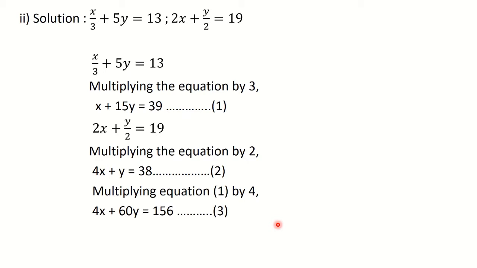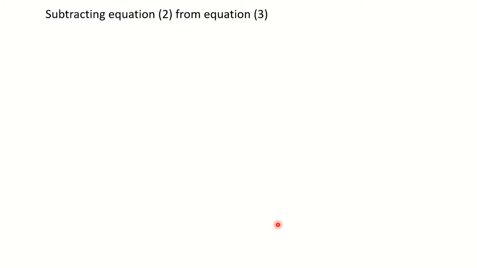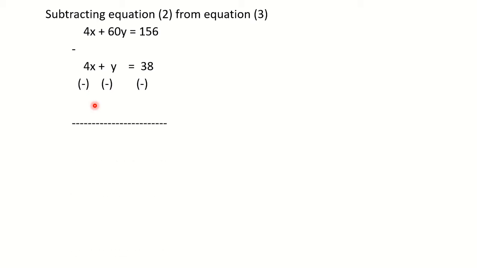Subtracting equation 2 from 3. Equation 3 will appear first, the bigger one: 4x plus 60y is equal to 156, minus equation 2, that is 4x plus y is equal to 38. Now when we are subtracting, we need to change the signs. Everywhere the plus sign is going to become minus. Write in bracket, change the signs, and then we can go for the subtraction. So here these two are cancelled.